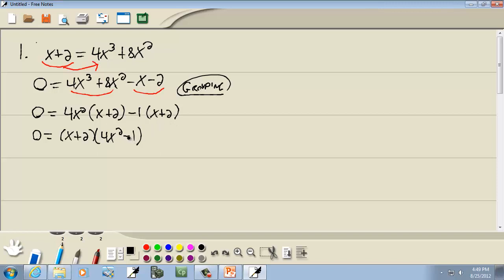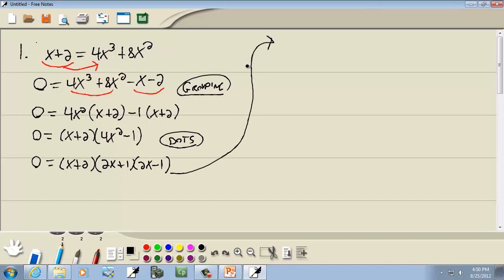Now the 4x squared minus 1, that's two terms with a minus between them. That's a difference of two squares. So the x plus 2 just carries down. And for the 4x squared minus 1, 2 times 2 gives you the 4, x times x gives you x squared, and 1 times 1 gives you that. So it becomes 2x plus 1 times 2x minus 1.